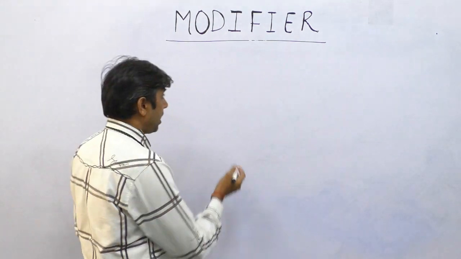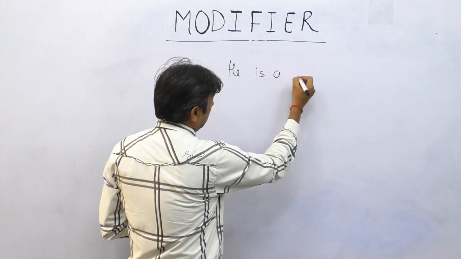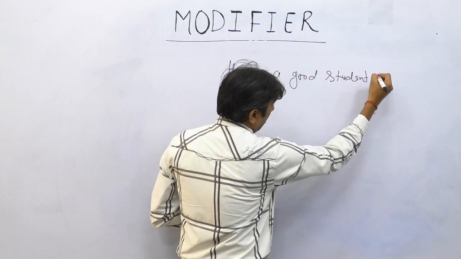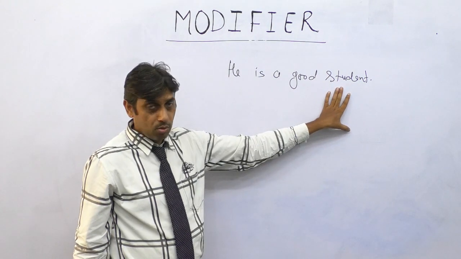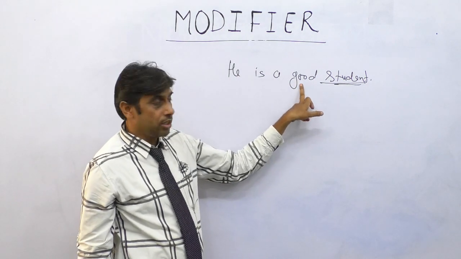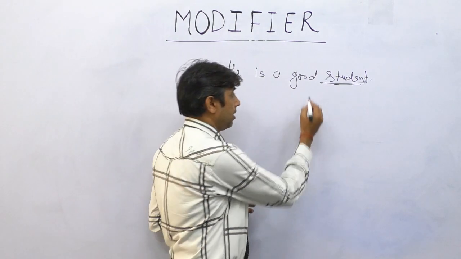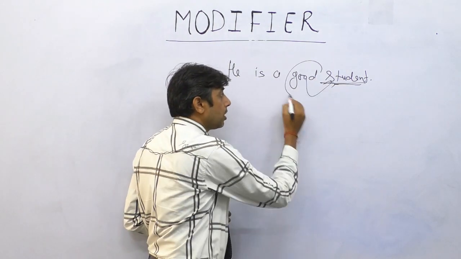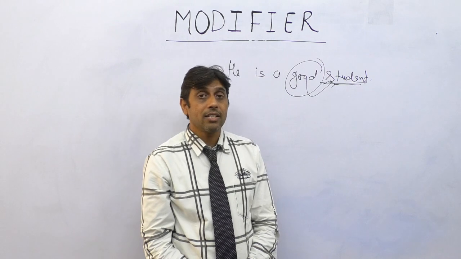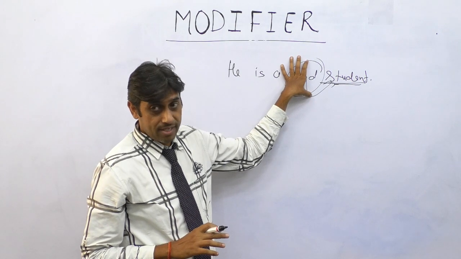For example, if I am writing a sentence here, he is a good student. We know that student is a noun. Now, there is a word used here to give more accurate information about the student, what kind of student he or she is: good. So this good is an adjective, and this adjective plays the role of a modifier in the sentence.